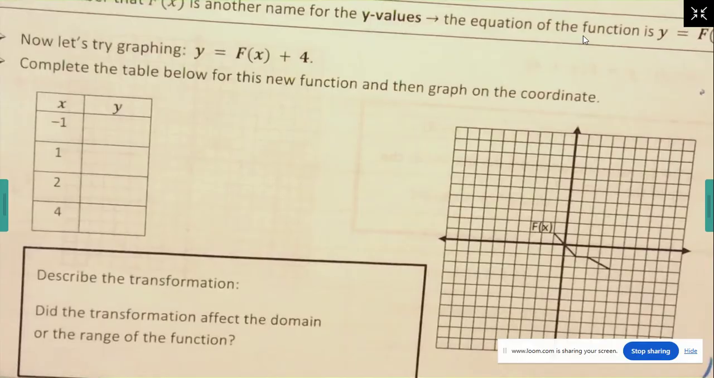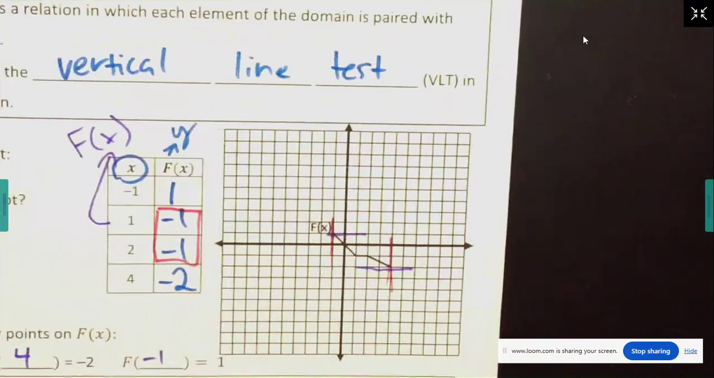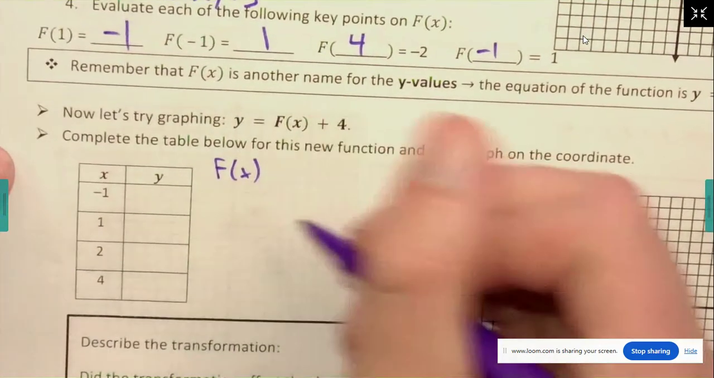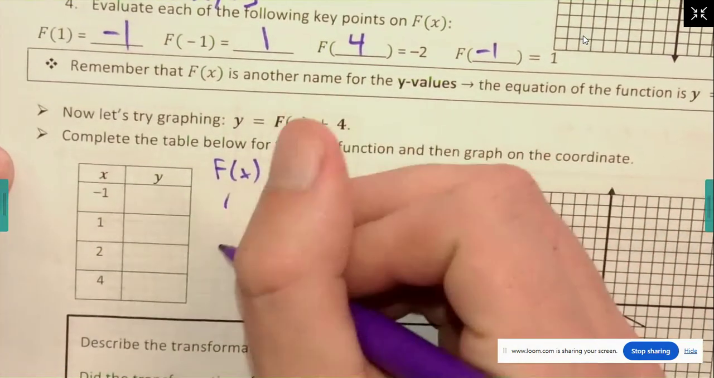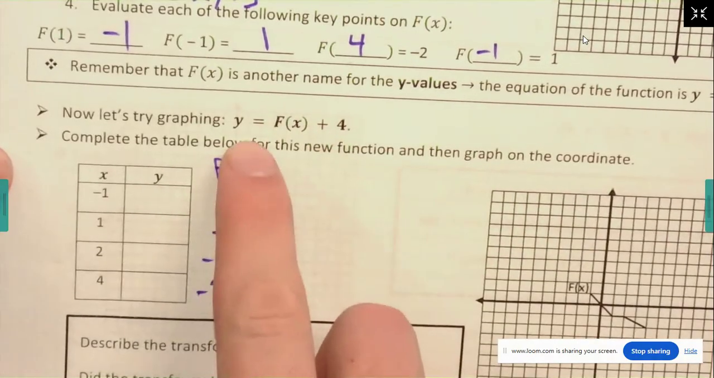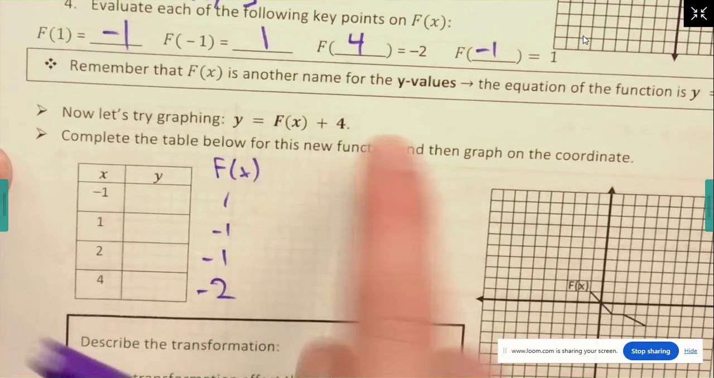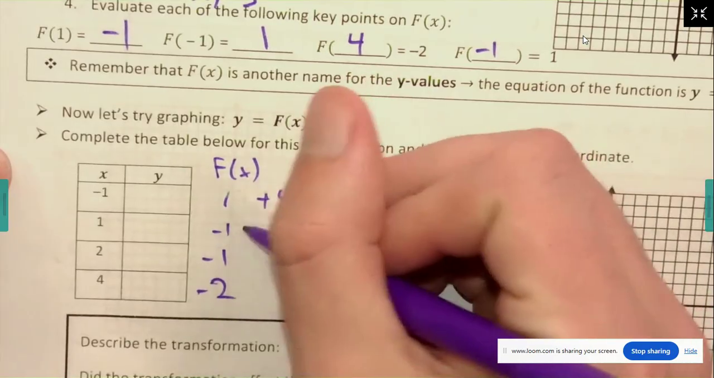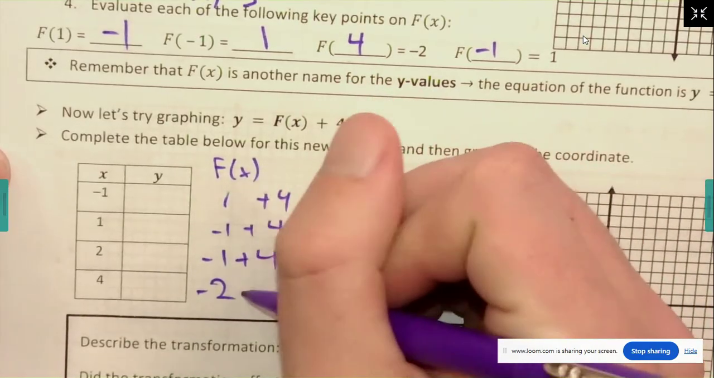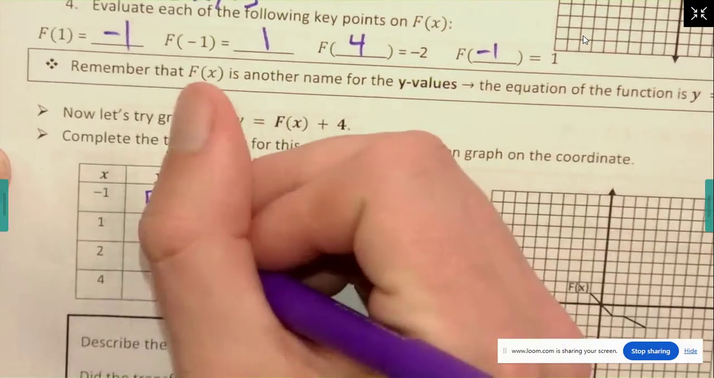Okay, so over here I'm going to make a chart. We have our f of x's, and I'm pulling those from these right here. So we had f of x of 1 was 1. We had negative 1, negative 1, negative 2. So for our y values, I'm taking that f of x we had and adding a 4. So plus 4, plus 4, plus 4, plus 4. 1 plus 4 is 5. Right, and I can fill these out.